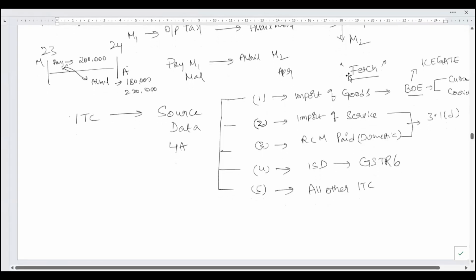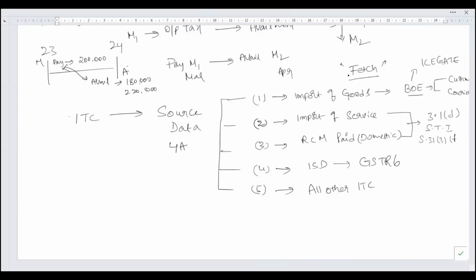One thing you need to keep in mind, the document for import of goods is bill of entry. The document to claim for 2 and 3 is self-tax invoice. Section 31, subsection 3, clause F. Under section 31, there is a necessity that in case of import of service, in case of RCM, I need to issue a document called self-tax invoice. This self-tax invoice is relevant for me to pay and claim input tax credit. I'll share one format of self-tax invoice after this class. For every service, we need to prepare this self-tax invoice.